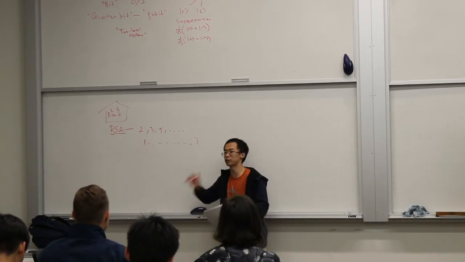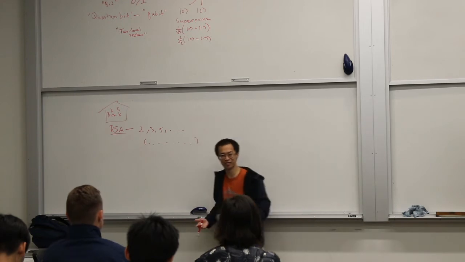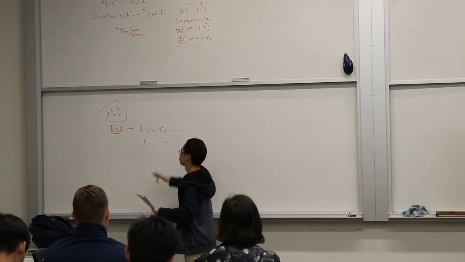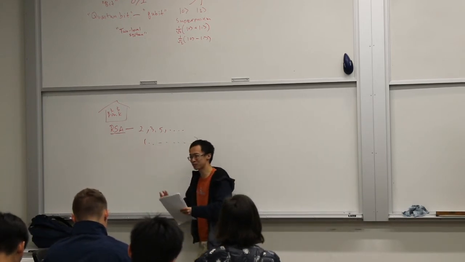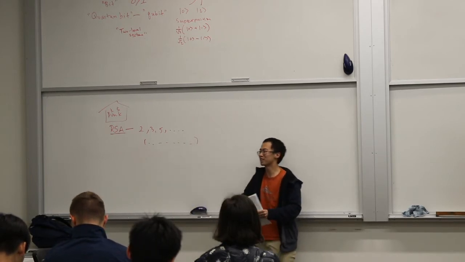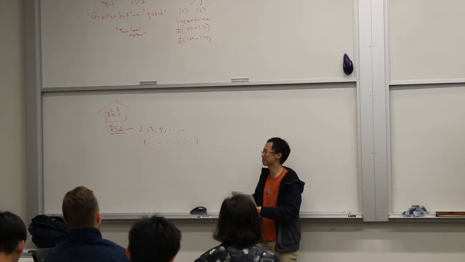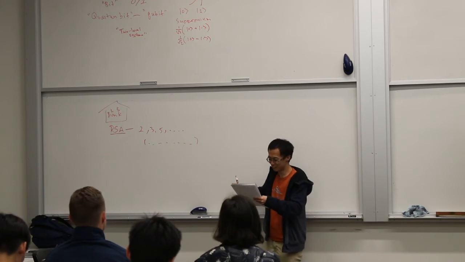And even if somebody did figure it out, you could just make a longer number. The thing is, no one's ever proved that a classical computer couldn't do this efficiently, but people have tried a lot and it doesn't seem to work. So that's basically what your bank security is resting on.